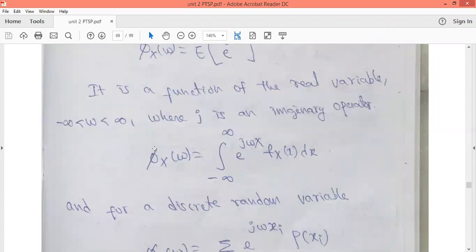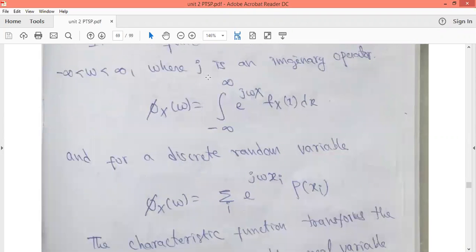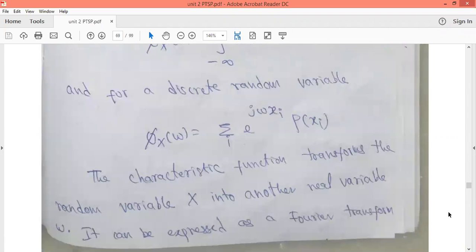So phi x of omega will be the integral from minus infinity to plus infinity of e power j omega x f x of x dx. This is the equation for a continuous random variable. Now for a discrete random variable, instead of this integral we will have a summation and e power j omega xi, where we have to consider each and every element. Instead of the probability density function, we will have the probability mass function, that is p of xi.